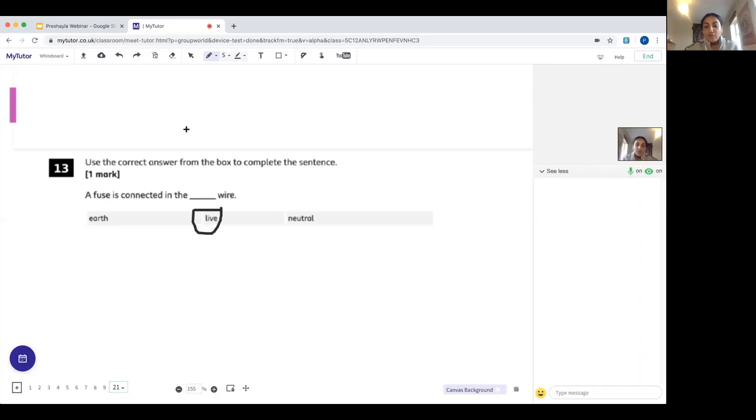The fuse is connected to the live wire because the live wire is the wire which the current goes through. So to be able to detect the current, the fuse must be connected to the wire that holds the current. If there was going to be a surge in current, then it would be in the live wire. So the fuse must be connected to the live wire.